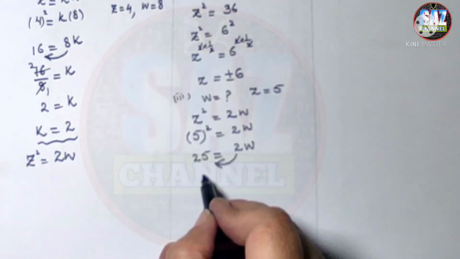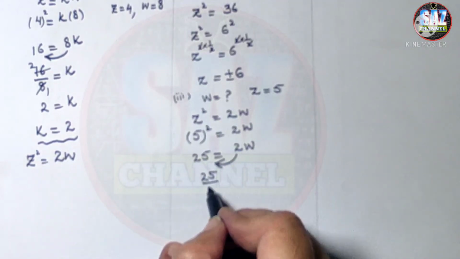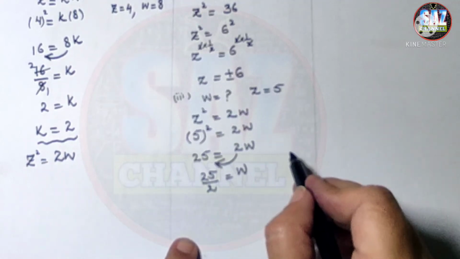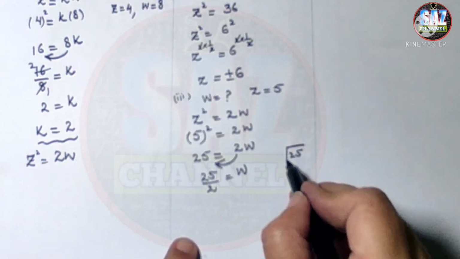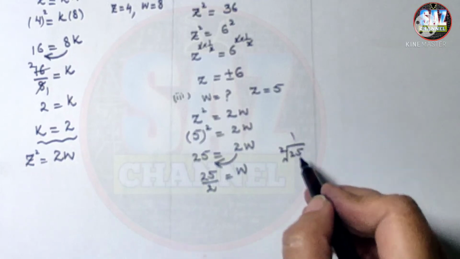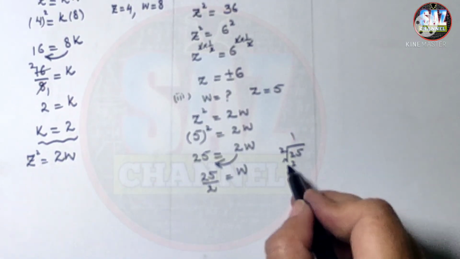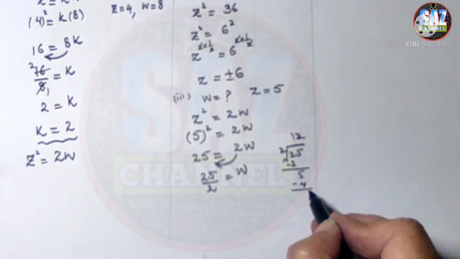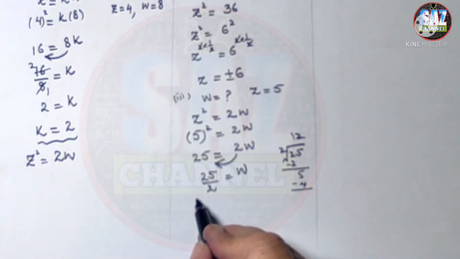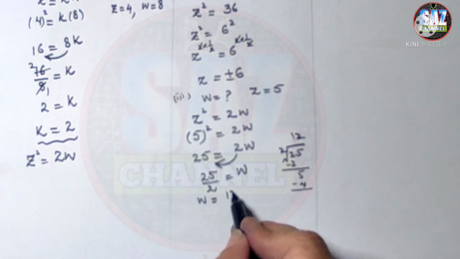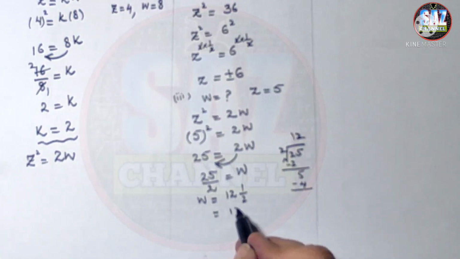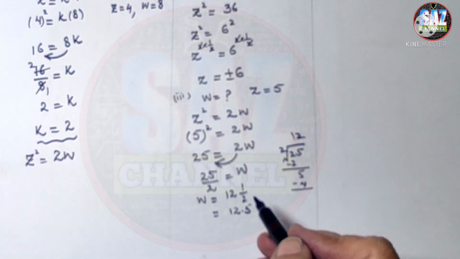Now shift 2 to other side. 25 by 2 equals w, and 25 by 2, okay, as we are making these lessons for the junior students, so I have to perform the calculation completely. 2 ones are 2, 5, 2 twos are 4, and 1. So w can be equal to either 12 whole 1 by 2 or 12.5. In any case you can give the answer.